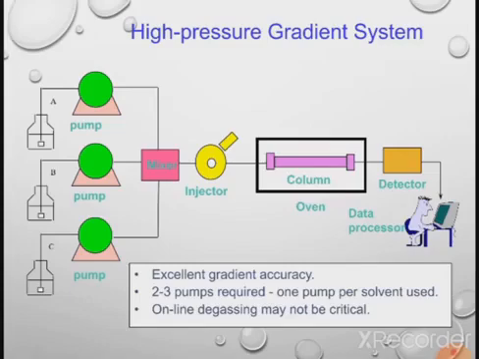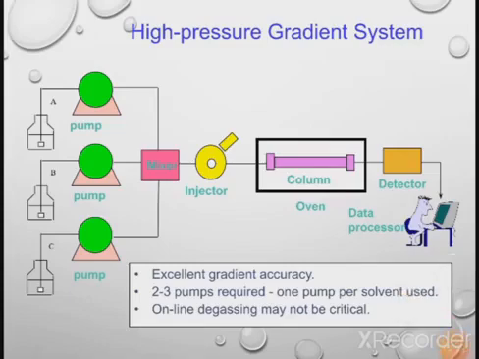A fixed combination or variable combination is prepared, and they pass through the injector. After that they pass through the column. The column is equipped with a column oven to maintain the temperature. Then the separated compound is analyzed in the detector, and we get the chromatogram. So this is the arrangement of a high pressure gradient system.